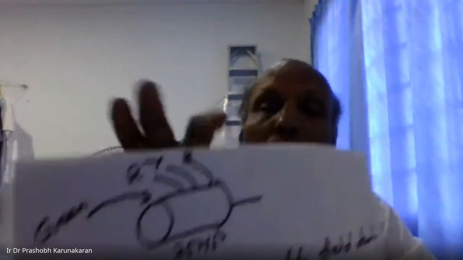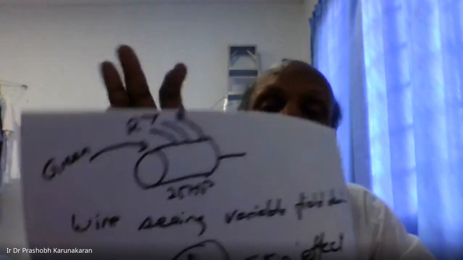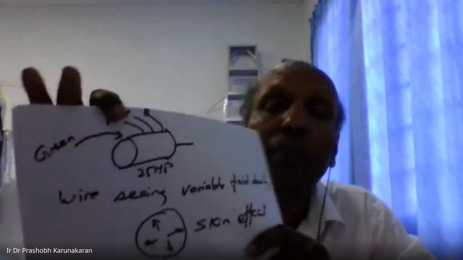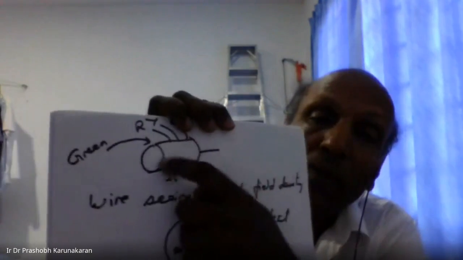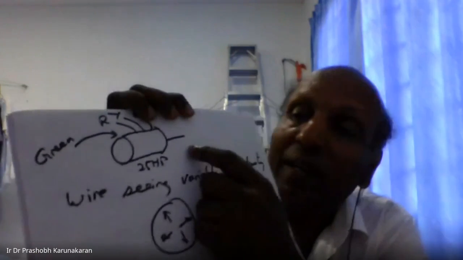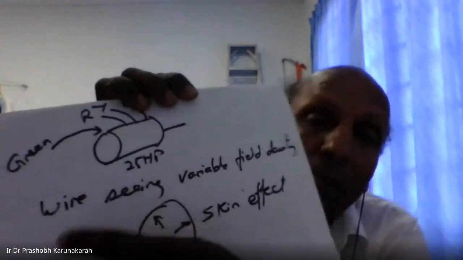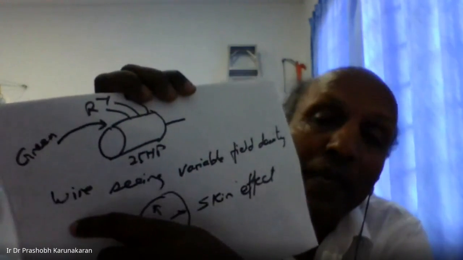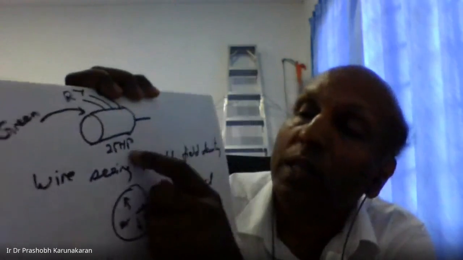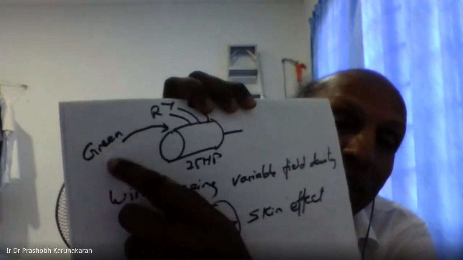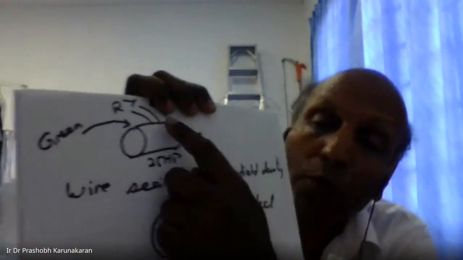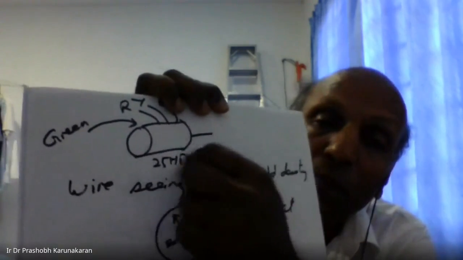If you have a motor like this, without the green wire, then tak, tak, tak, tak, what's happening? There's eddy current generated in the frame. Okay? There's eddy current generated in the frame. That had to be leaked out, and it's leaked out using the green wire. So there'll be like small typhoons on this frame.